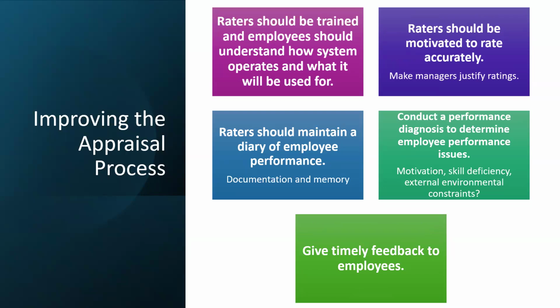We want raters to be motivated to rate accurately. One way is to have calibration sessions, for example. Another way that a lot of organizations have been doing in recent years, which has some research that backs it up, is making managers justify their ratings, like writing some narration about what behaviors you saw this employee perform that made you rate this employee on this scale a certain way, or, for the overall performance rating, why that employee got that particular rating.